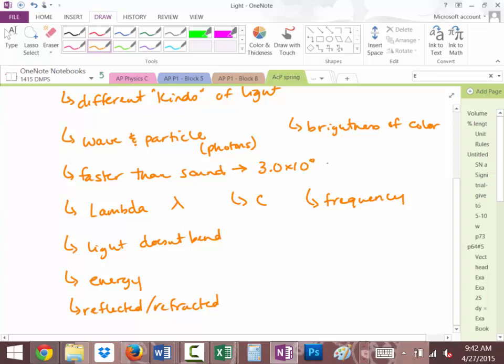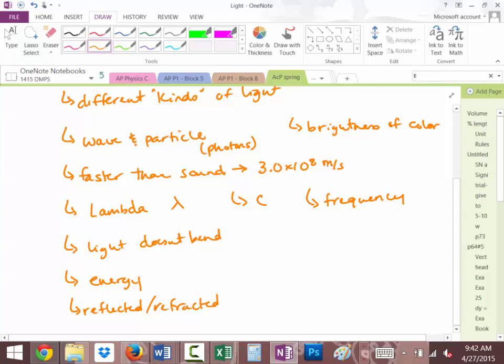3.0 times 10 to the 8. Oh, that's simple. 3.0 times 10 to the 8. Other things you want to add to this before we pull this apart and figure out what all this means? This is a really awesome list, you guys.